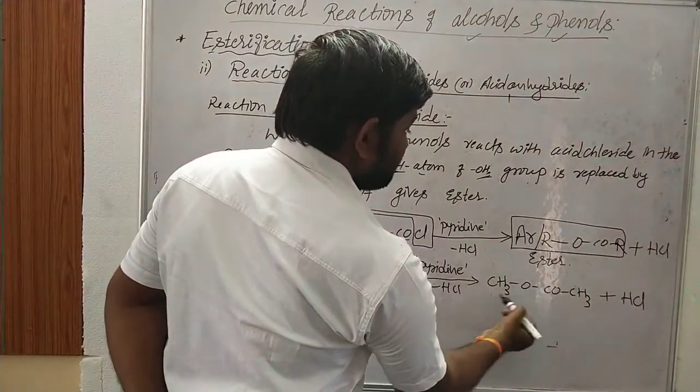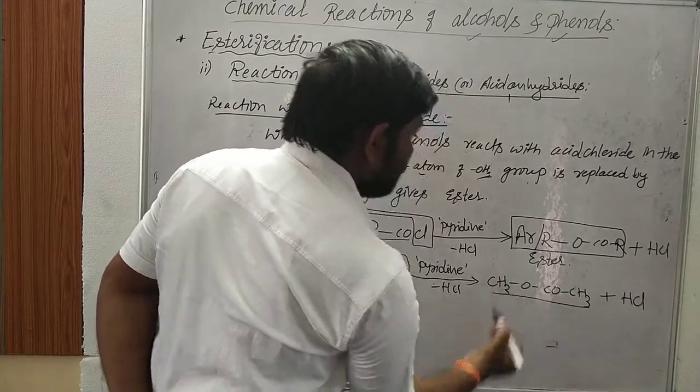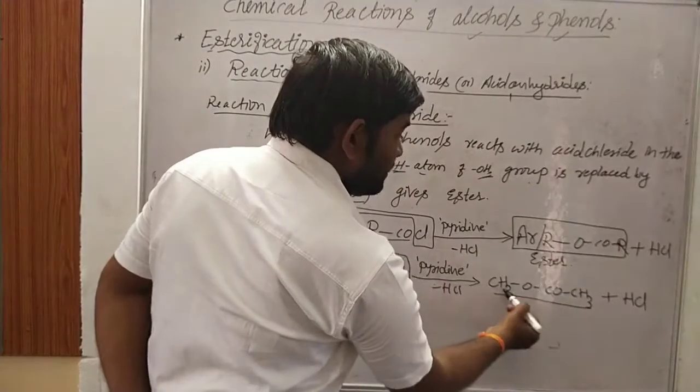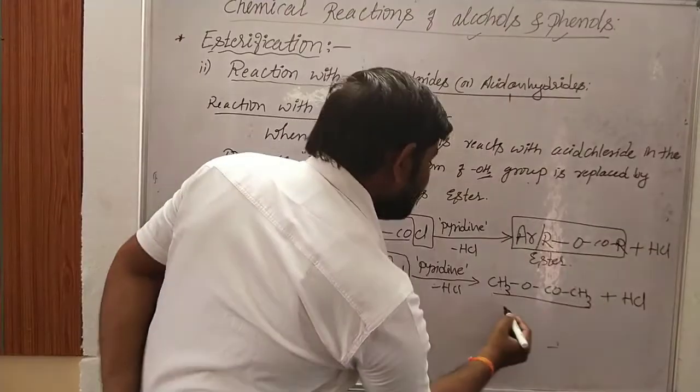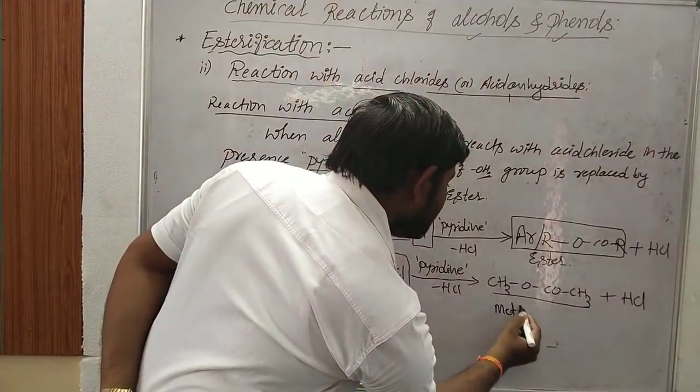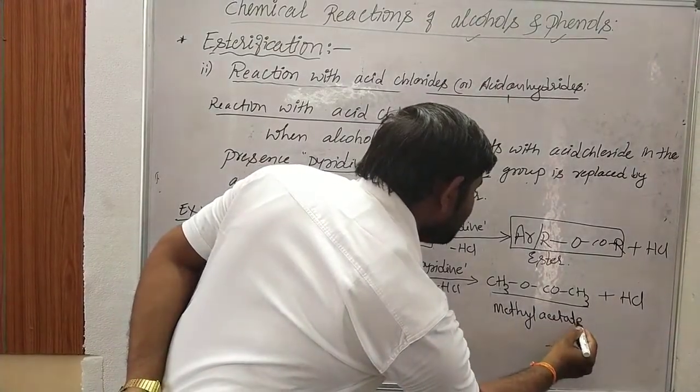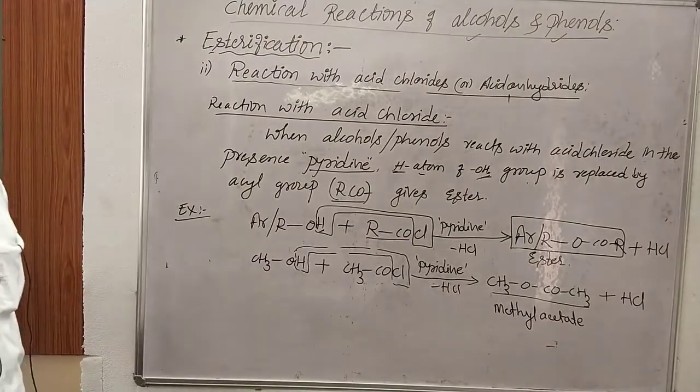So what is the name of this molecule? Methyl acetate, CH3COOCH3. This is methyl acetate, the molecule that is called an ester.